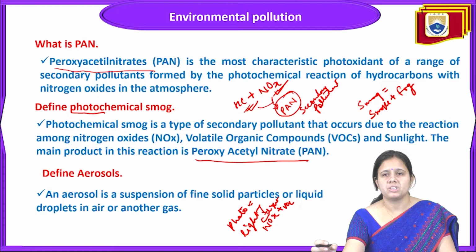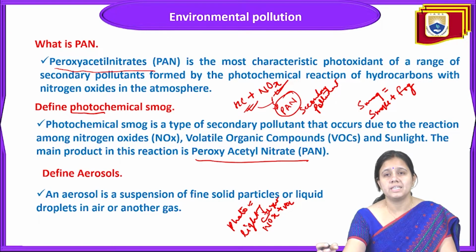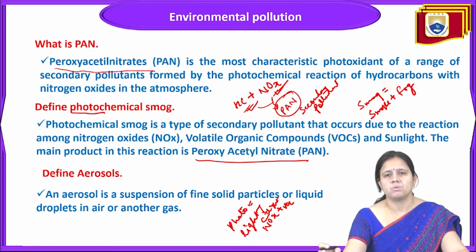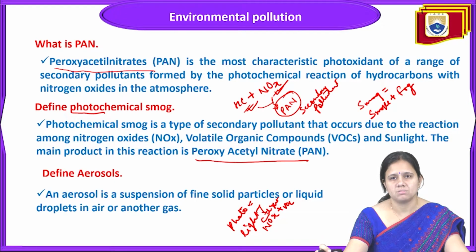Smog is a combination of smoke plus fog, and it is a very dangerous kind of air pollution, and it is a secondary air pollution. So this PAN is responsible for this photochemical smog. Photochemical smog is that type of secondary pollutant which occurs due to the reaction among nitrogen oxide, volatile organic compounds and sunlight. And the product in this reaction is PAN, peroxyacyl nitrate.